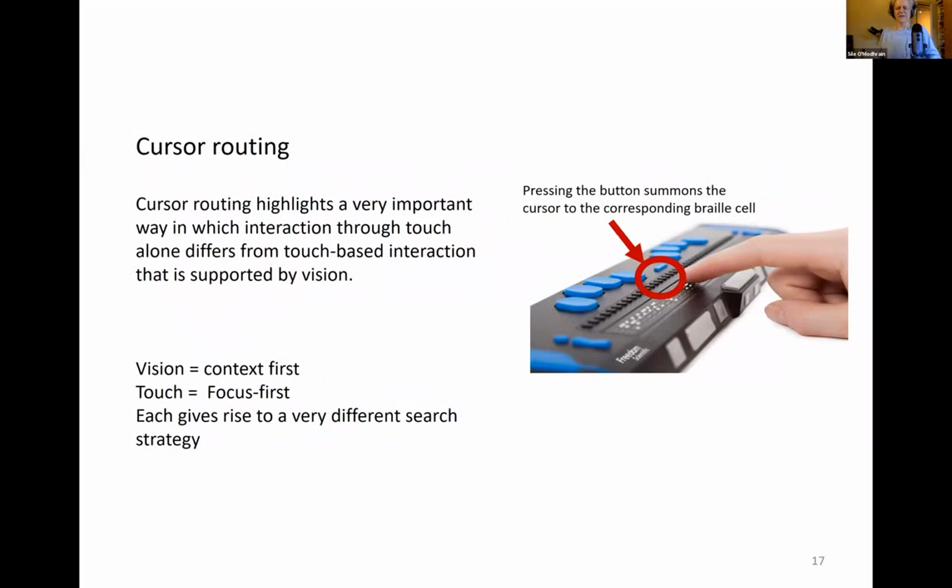So as I just inferred, the issue here is that with vision, you have context first, and then you focus in. With Braille or tactile documents, you have focal awareness first, and then you have to build up context. And these both imply very different strategies of interaction.